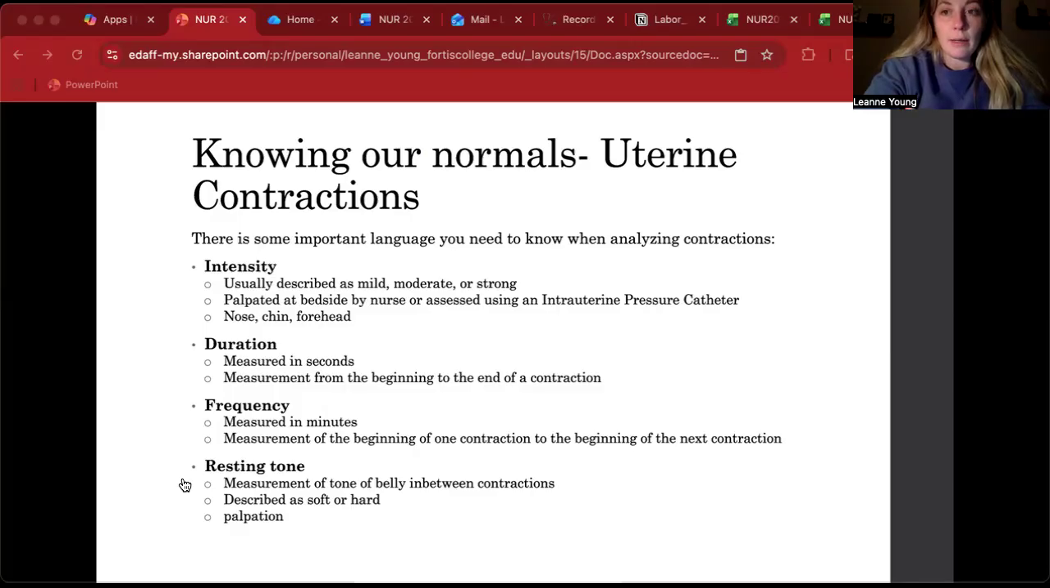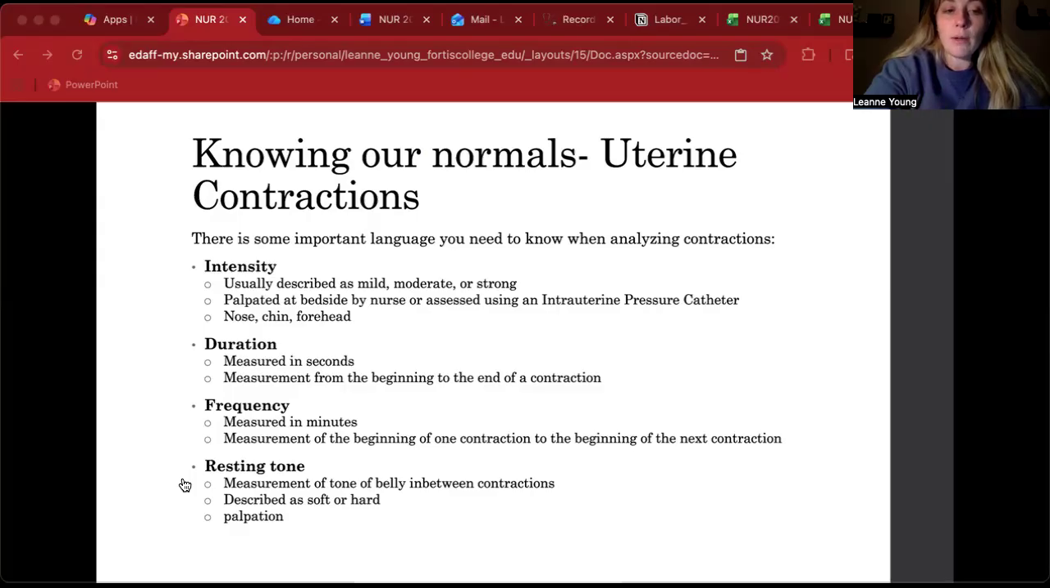Duration is measured in seconds, how long your contractions are lasting. Okay. And it's measured from the beginning to the end of a contraction. Frequency is measured in minutes, and that's how often these contractions are occurring. How often are we having contractions? Every 1 to 2 minutes, every 3 to 4 minutes, every 5 to 7 minutes, whatever it may be. This is measurement of the beginning of one contraction to the beginning of the next contraction. Okay, contraction to contraction.